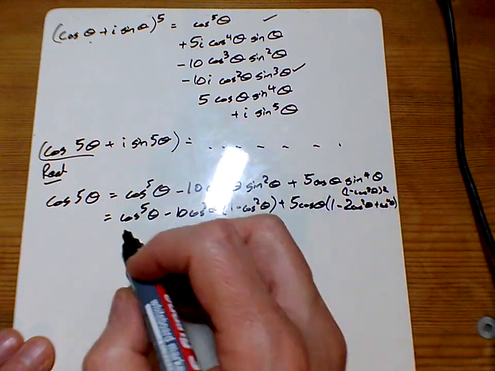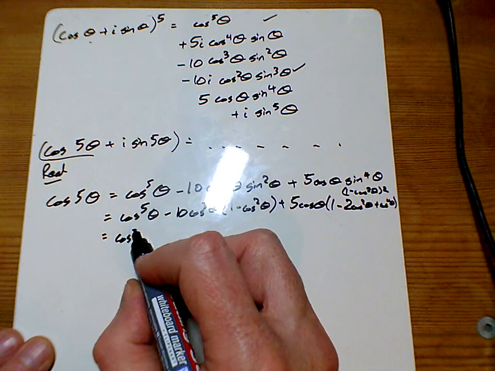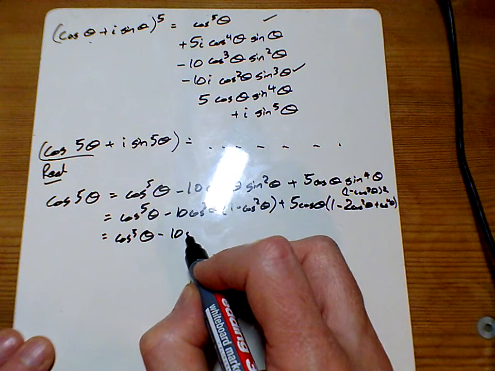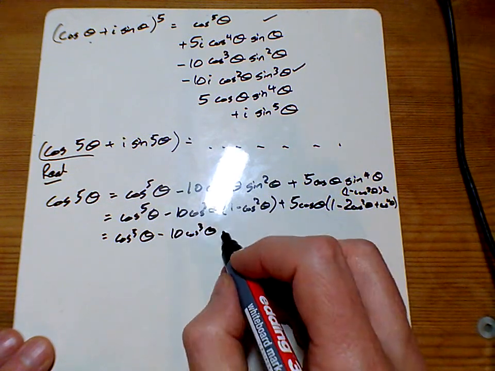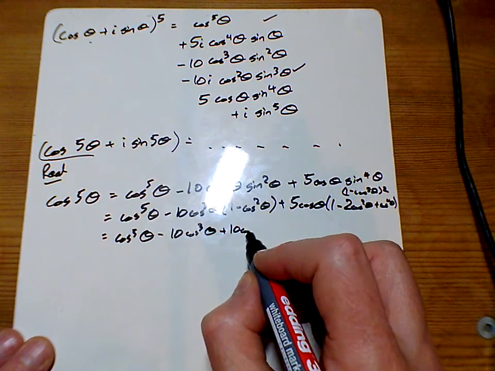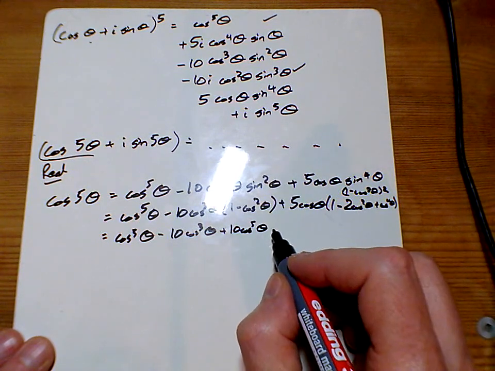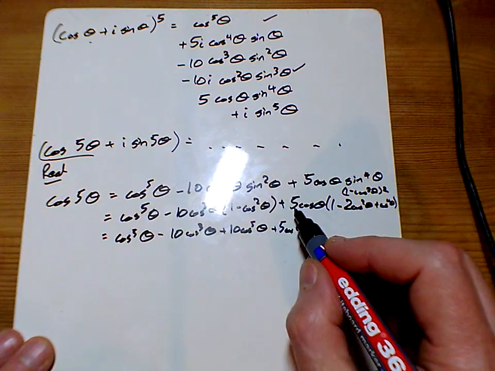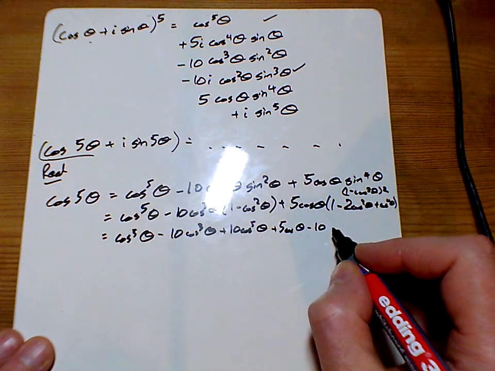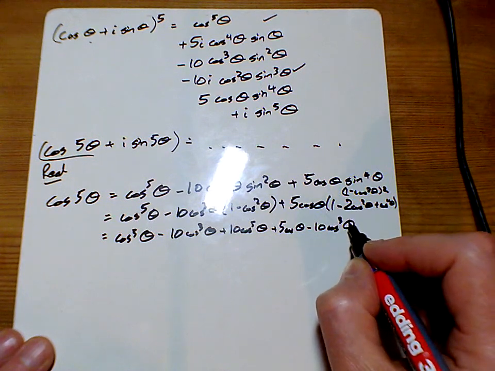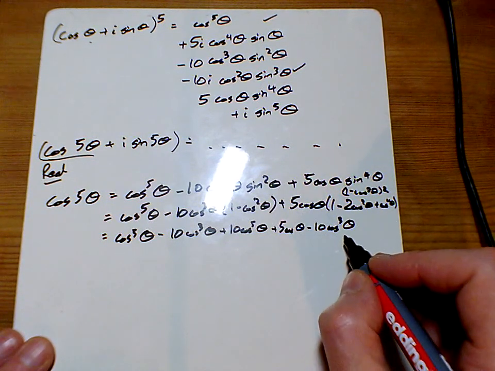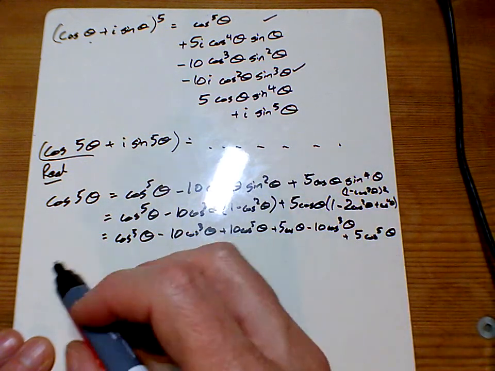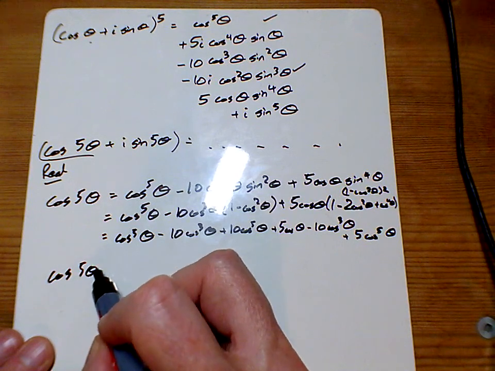Sure, you can read that. Of course you can. And tidying all of that up then, what have I got? I've got cos to the 5 minus 10 cos cubed theta minus minus, so I've got plus 10 cos to the 5 theta plus just the 5 of those, 5 cos thetas. 5 times 2, I've got minus 10 cos cubed thetas, and on the end there I've got plus 5 cos to the 5 thetas. Hopefully that's going to be everything we wanted.